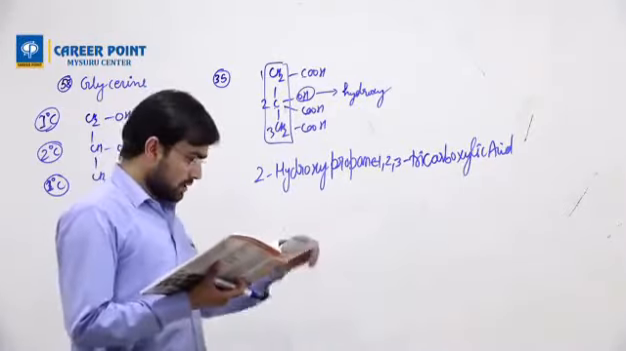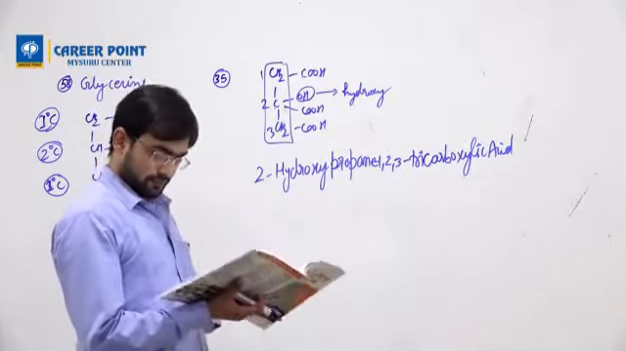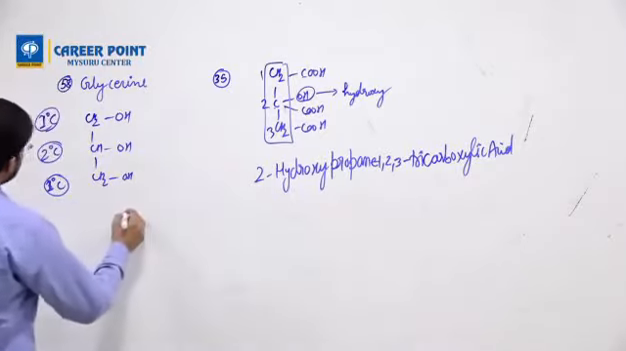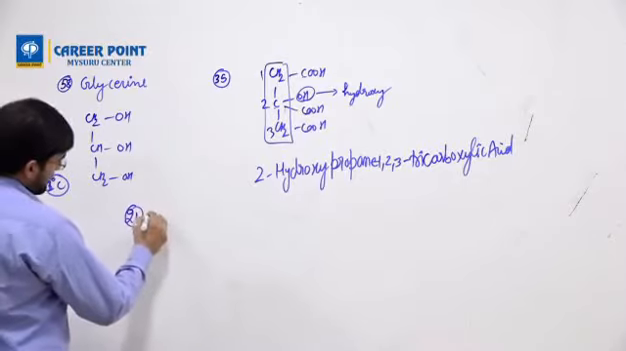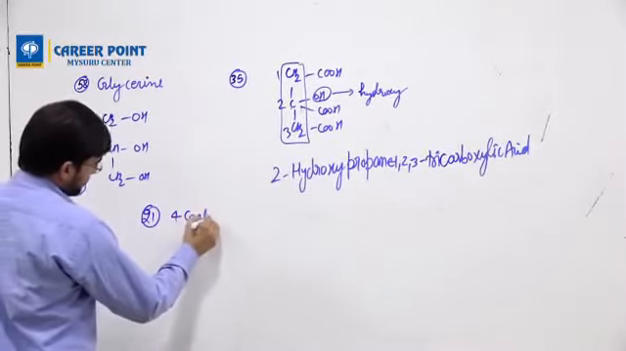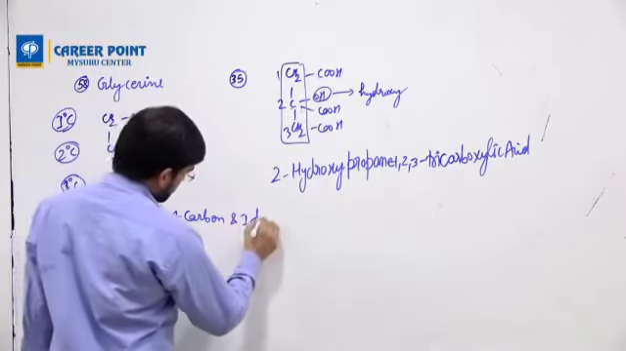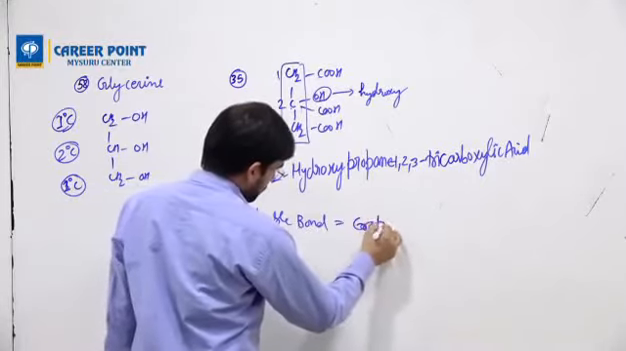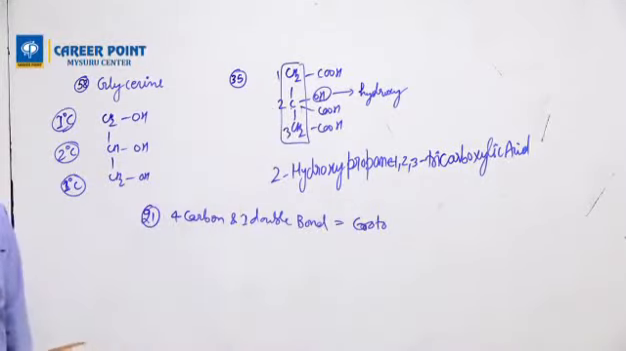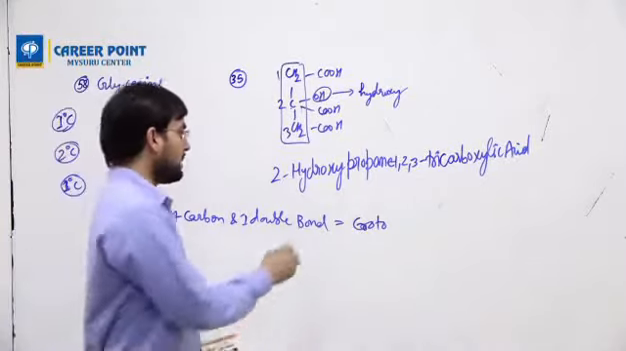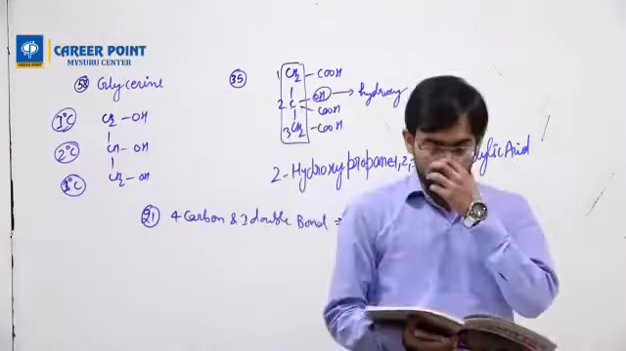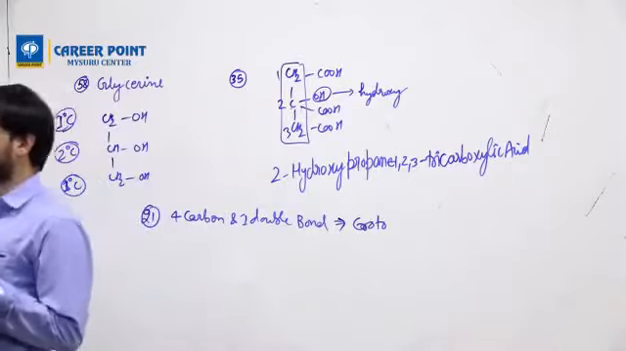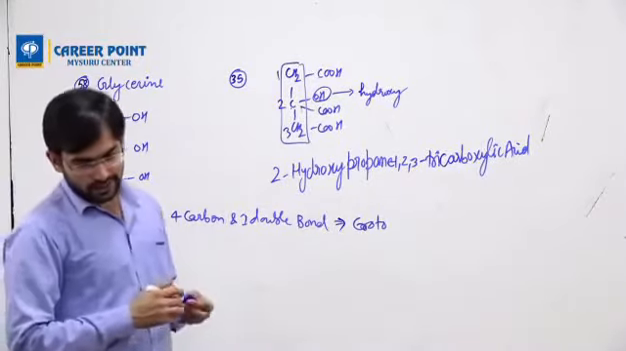Then question number 21. Okay, which of the following is crotonic acid? Crotonic acid is 4 carbon and 1 double bond, which has a name called croto. 4 carbon and 1 double bond is known as croto. So you need to look for an option which has 4 carbons and 1 double bond. What else? 21 also done.